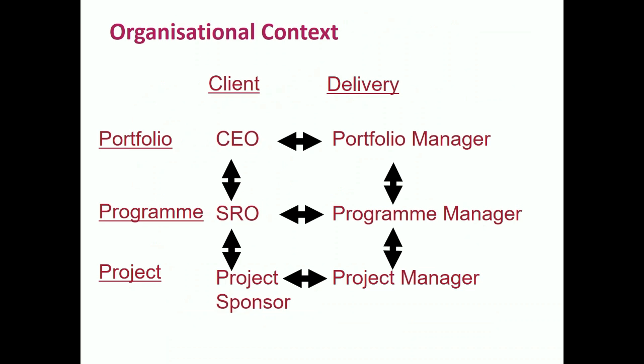Now, I rather like this little picture of the organizational context. It recognizes the three levels of portfolio, program, and project. It also recognizes the balance between the client side and the delivery side of each. And if you work bottom up, yes, for each project there needs to be a project sponsor, which is a client function, and the project manager. At the program level, and I use the term SRO, Senior Responsible Owner, as the client and the program manager. And within an overall portfolio, you've got a portfolio manager.